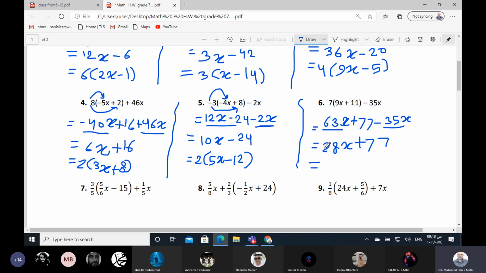Now the GCF between 28 and 77 will be 7. Now 28x divided by 7 will be 4x plus 77 divided by 7 will be 11.